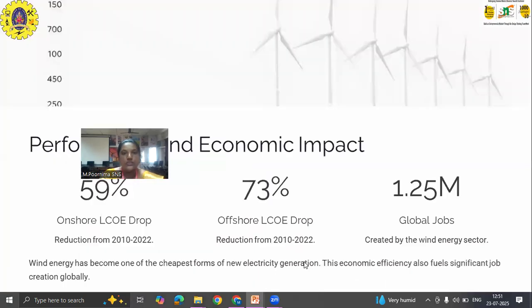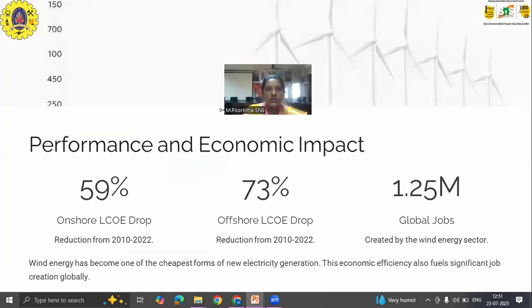Next is performance and economic impact. Costs dropped 59 percent for onshore wind and 73 percent for offshore wind from 2010 to 2022. As an economic impact, 1.25 million global jobs have been created by the wind energy sector.